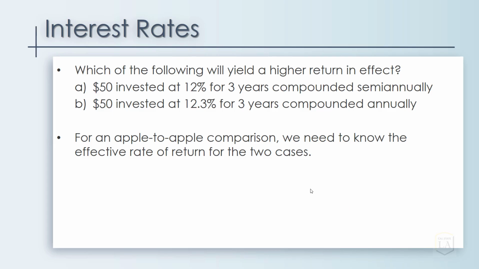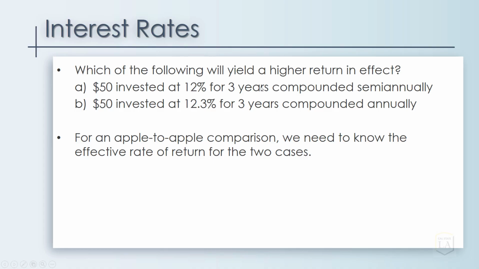The last topic is the interest rate. Before we start, there is a question that I would like to ask. Which of the following, between the two, will yield a higher return in fact? $50 invested at 12% for 3 years, and the compounding frequency is semi-annual. And the other one is $50 invested at a different interest rate, which is 12.3%, for the same 3 years, but here the compounding frequency is annual.